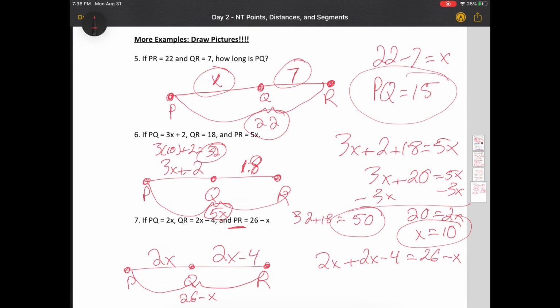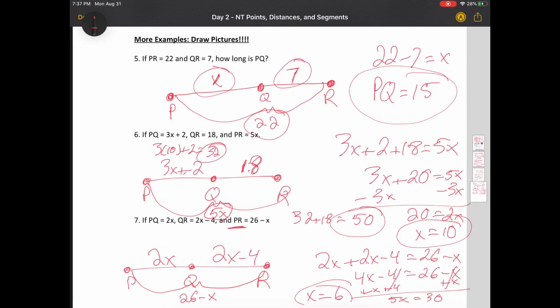So a little bit trickier algebra, but nothing too crazy. Let's go ahead and solve. So now if I do this here, I'm going to combine like terms. I get 4x minus 4 equals 26 minus x. I'm going to go ahead and get my x on one side. And when I do that, I'm going to add x. I get 5x. I add my 4. I get 5x equals 30. And I go ahead and divide, and I get x is equal to 6.